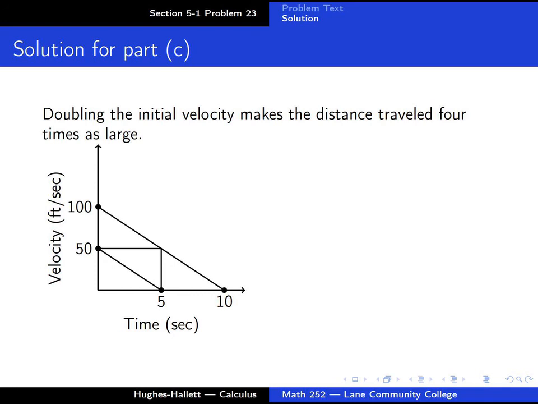And in fact, it doesn't really matter what the numbers were. Whenever you double the velocity, it's going to take you 4 times as long to stop if you're decelerating at a constant rate.